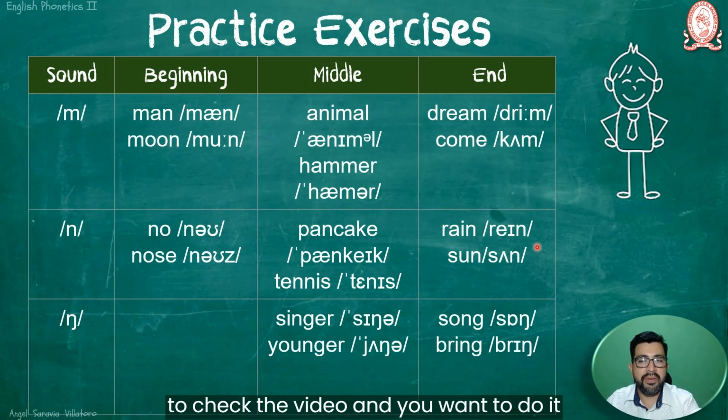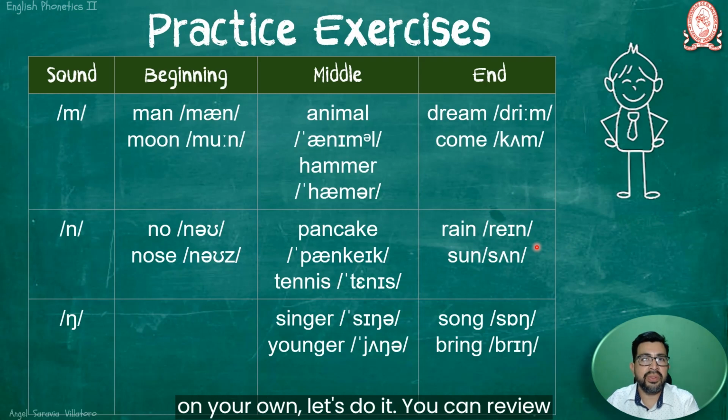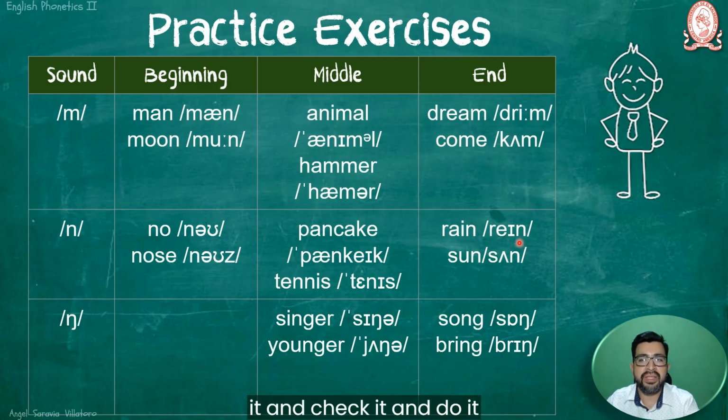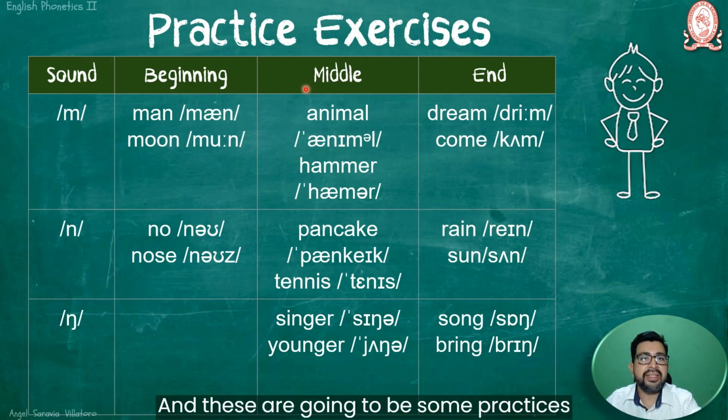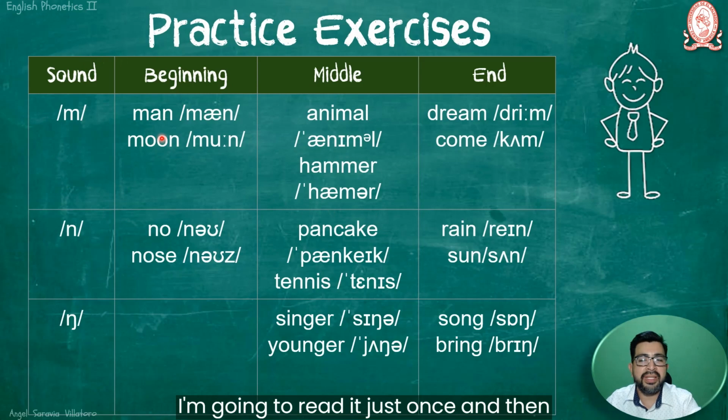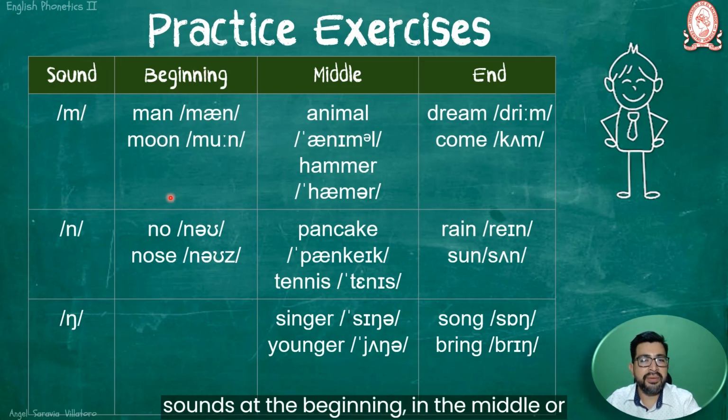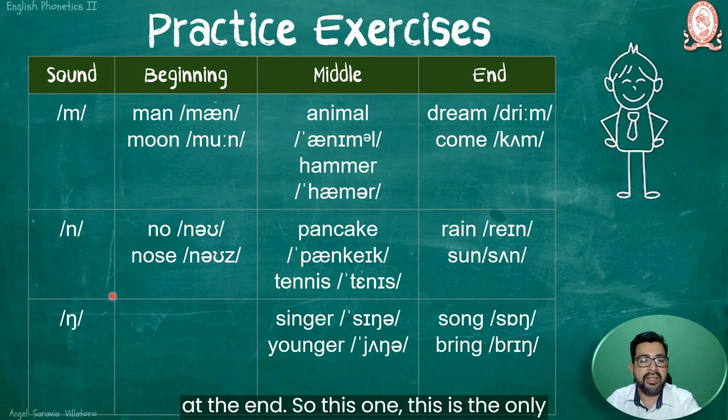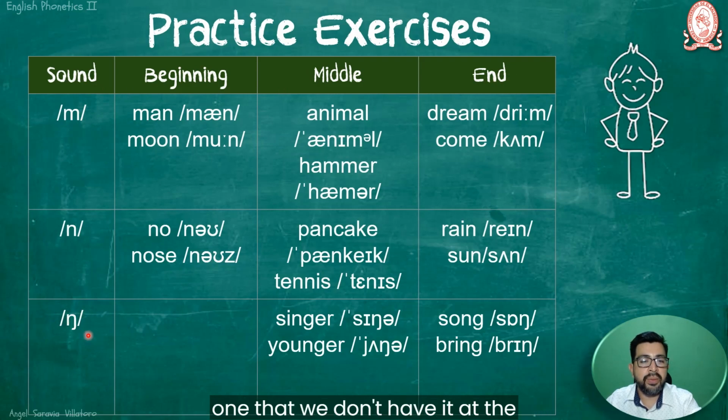Again, if you want to check the video and do it on your own, you can review it and check it and do it as long as you want. And these are going to be some practices. I'm going to read it just once and then you can do it on your own. We have the sounds at the beginning, in the middle, or at the end. This is the only one that we don't have at the beginning. So let's start with M.